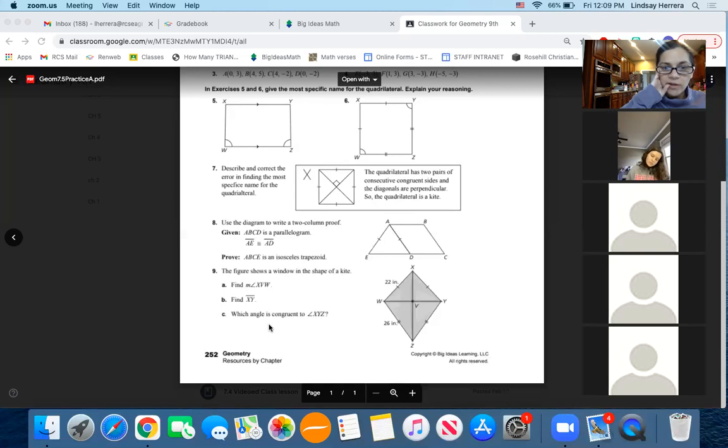All right, let's look at number 9. The figure shows a window in the shape of a kite. Find the measure of angle XVW. All right, we're looking for this angle right here. What is it? You don't even need to calculate anything. What is this angle? Who knows? 90 degrees. Good job. It's 90.